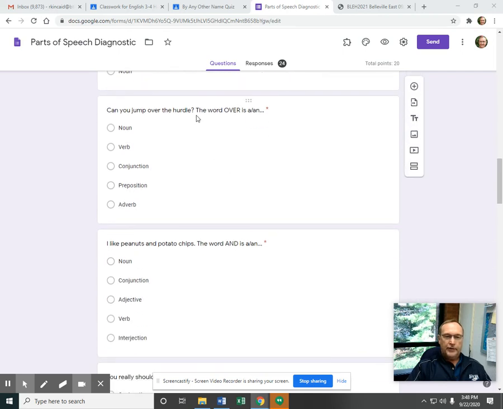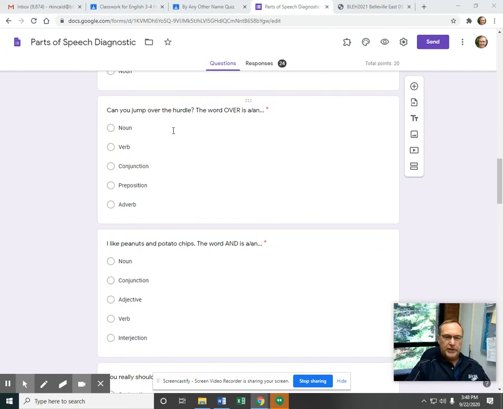Can you jump over the hurdle? The word over is another preposition. Remember that prepositions show the position of one thing in relation to another. If you can jump over the hurdle, that means you are on top of the hurdle or above the hurdle.